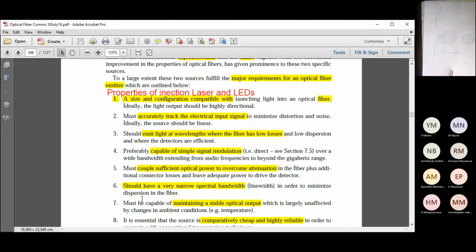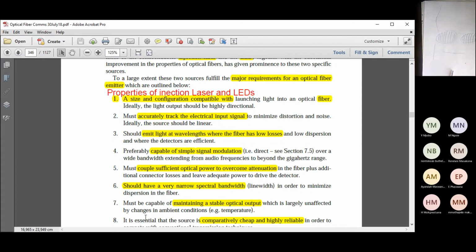Point number 7, it must be capable of maintaining a stable optical output. It must not jump around. Because if it jumps around, it will go less, then more, then this, then that. What I mean by that is it must maintain a stable optical output, even if the temperature changes. It must not go less or more. It must be stable. 1 milliwatt must stay 1 milliwatt. It must not become 1.5 milliwatt.